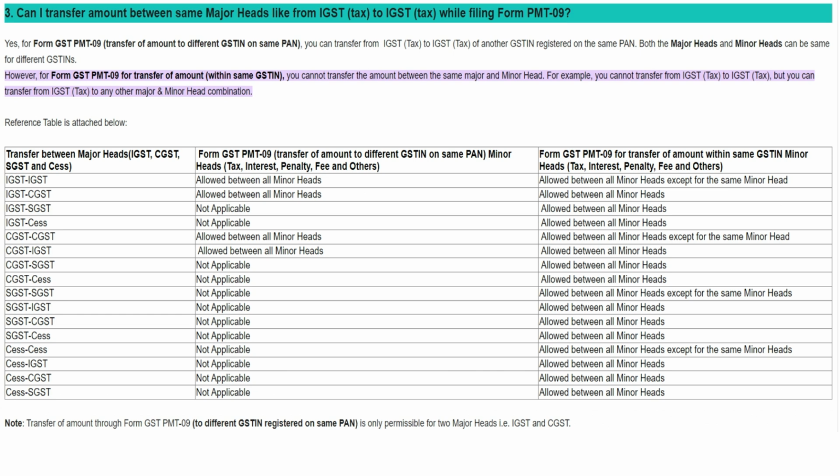See, from SGST to IGST you cannot do. SGST से आप नहीं कर सकते. बोलने का मतलब क्या है? लिखे लास्ट में, transfer of any amount of cash can be done in PMT 09. In different GST registration of same PAN is only permissible for two major heads, IGST and CGST.